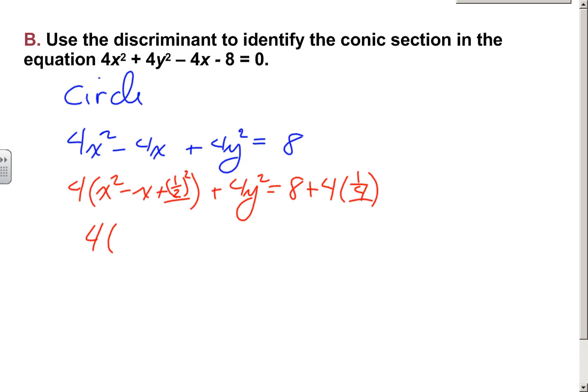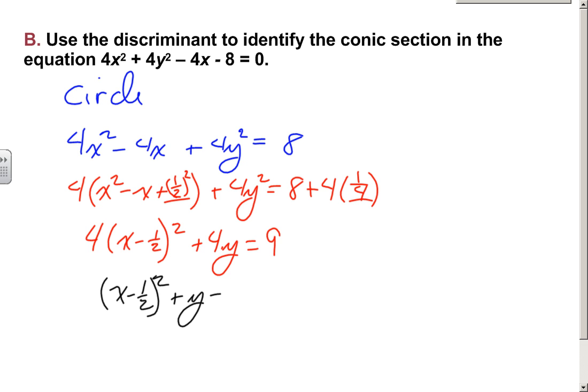So we have 4 times the quantity x minus 1/2 squared plus 4y squared equals 9. And if we take that and divide by the 4s, we have x minus 1/2 squared plus y squared equals 9/4. So from that we see the center of the circle is (h, k) equals (1/2, 0). And the radius of the circle is the square root of 9/4, or 3/2.